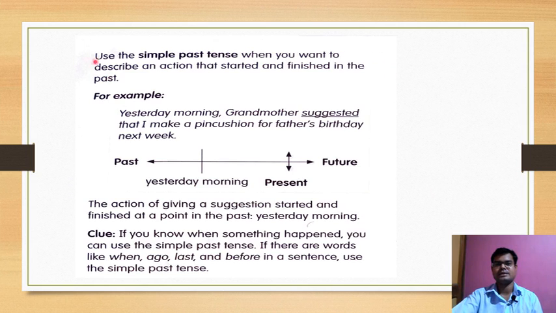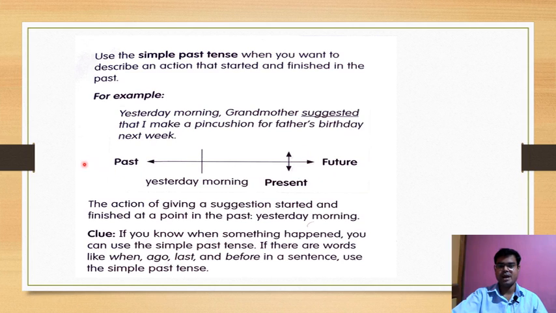A similar activity has been given in the new grammar guide book. You can see here how to use the simple past tense. For example, they have mentioned: yesterday morning grandmother suggested that I make a pin cushion for father's birthday next week. Yesterday morning shows the action has been completed, and some action is still going on, it remained. This is present, and after present, what is yet to come is called future tense.